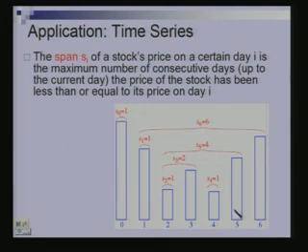So, S5 is the span of the stock's price on day 5, and it is equal to the maximum number of days that the price of this stock has been less than or equal to this price. So, for 4 days the price of this stock was less than or equal to this day's price, and so the span of the stock's price on day 5 equals 4. Inclusive of the current day. So, this picture should make it clear, right.